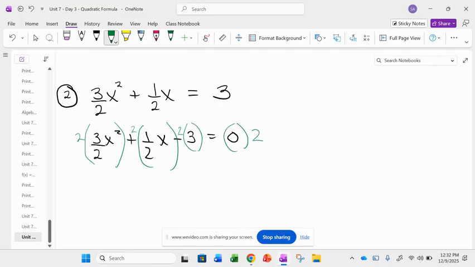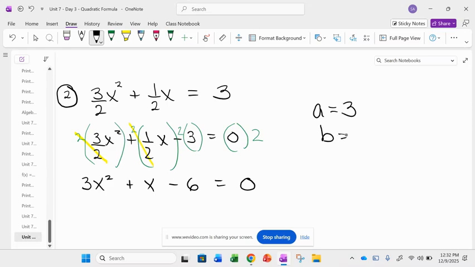So I'm going to multiply every single term by 2. These 2's cancel, these 2's cancel. So I'm left with x squared plus x minus 6 equals 0. Oh, 3x squared. Good catch. Thank you. What's the a here? 3. What's b? 1. Even though there's no number there, there is a 1 there. That's a 1x. And our c is negative 6.